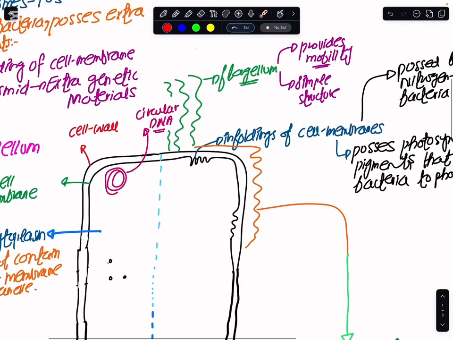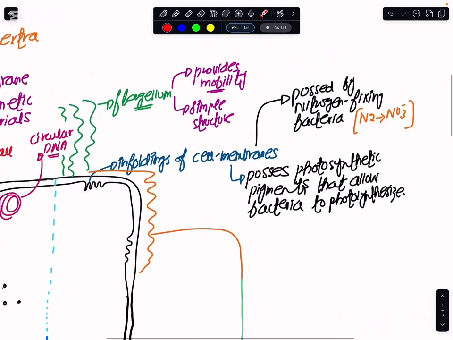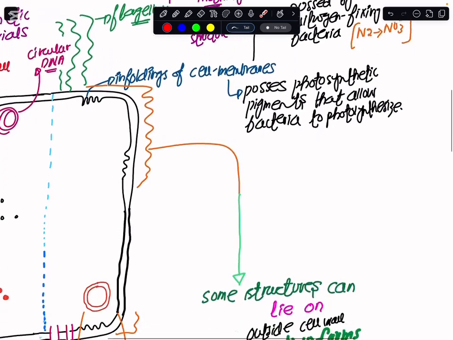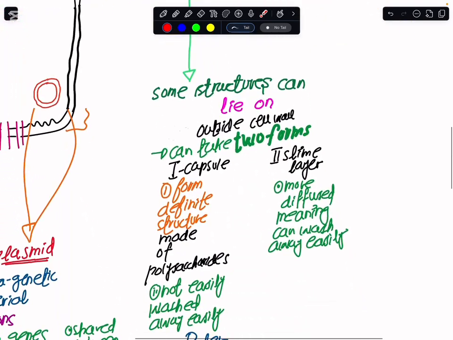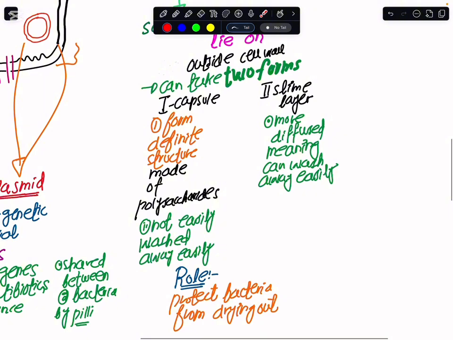Now, if I were to talk about the unique features that we see in some of the bacteria, on the outside of the cell wall, here you see that we have got this layer, and this could be a capsule and this could be the slime layer. Now let us see how the capsule and the slime layer are different. As far as the capsule is concerned, this would be forming a definite structure outside of the cell wall in some of the bacteria, and this is by composition made up of complex sugars and their polysaccharides. And how this capsule is different from the slime layer is that it is not easily washed away.